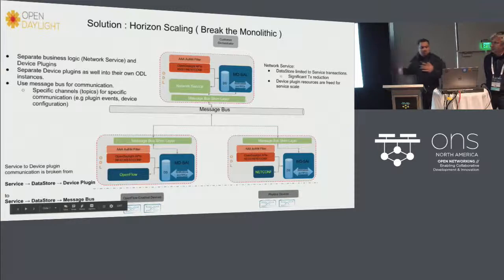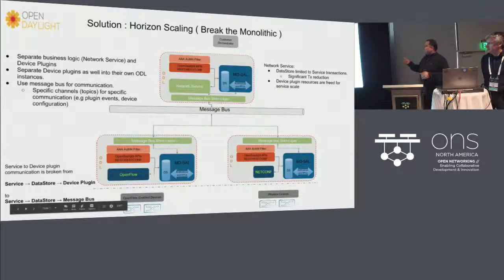So first, you break your monolithic architecture, you take your network service out and your device plugin out. Previously they were running together, so they used general programming interfaces to talk. Now you're breaking them out, which means they are going to talk over the network, so you need a communication channel between them. That's where the message bus comes into the picture.